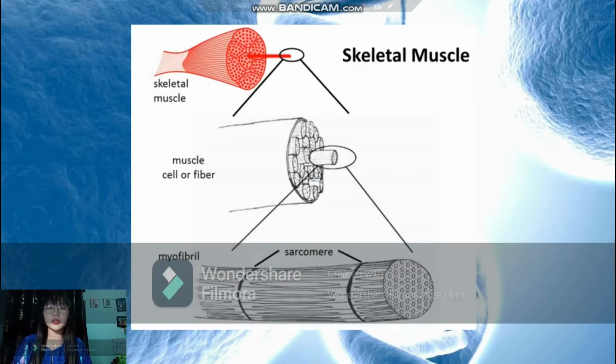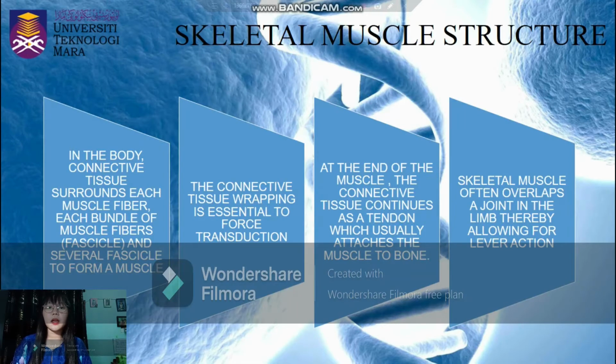This is a figure of skeletal muscle. In the body, connective tissue surrounds each muscle fiber. Each bundle of muscle fibers is called a fascicle, and several fascicles form a muscle. The connective tissue wrapping is essential to force transduction. At the end of the muscle, the connective tissue continues as a tendon, which usually attaches the muscle to bone.